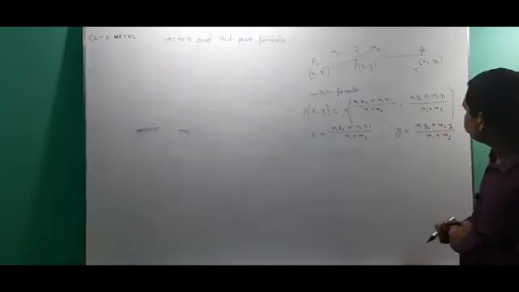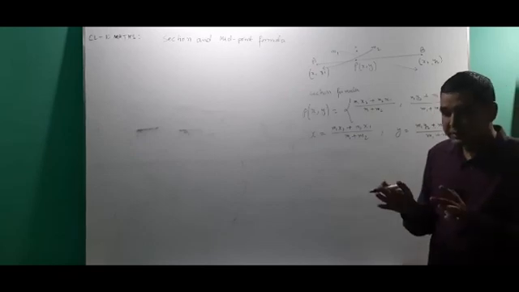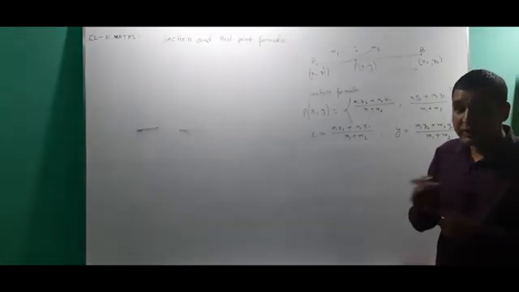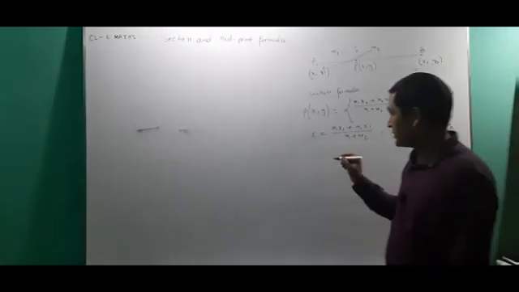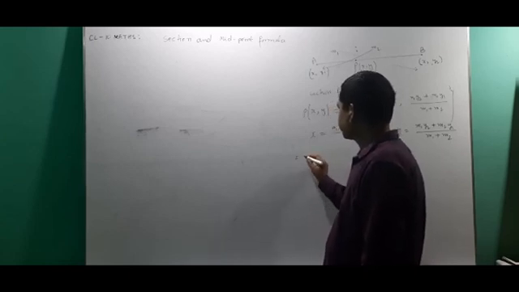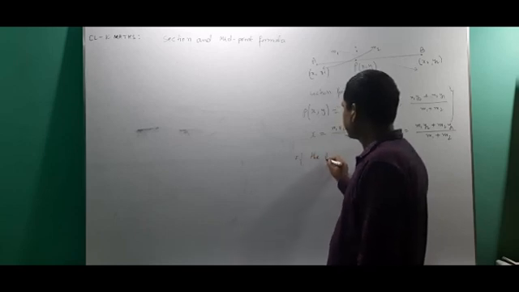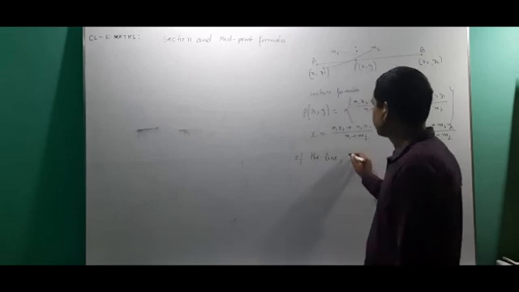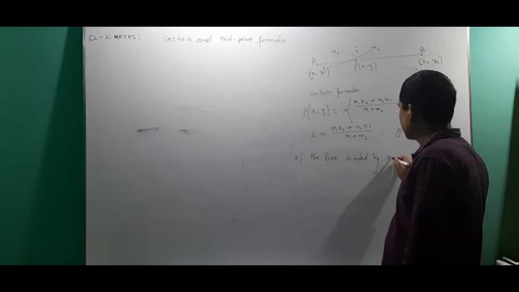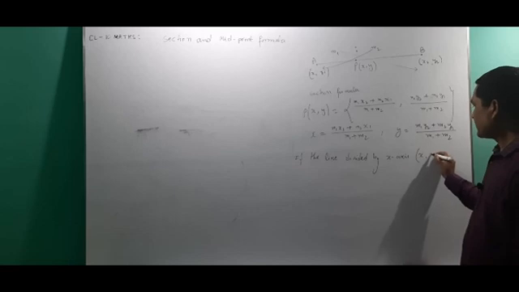Okay, now remember, if the line is divided by the x-axis, it means the y is 0. Okay, if the line is divided by the y-axis, now that is very important. If the line is divided by the x-axis, that means the x is there and y is 0.